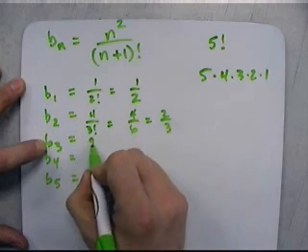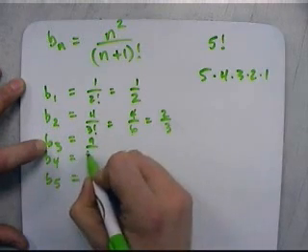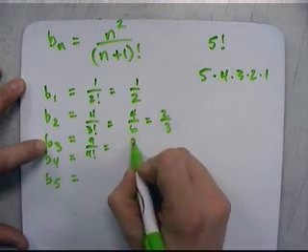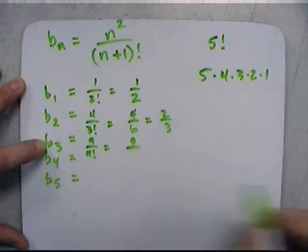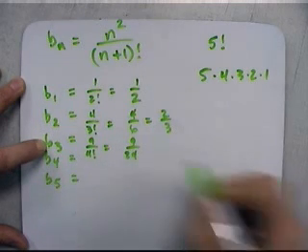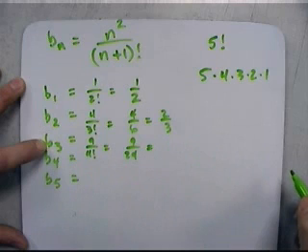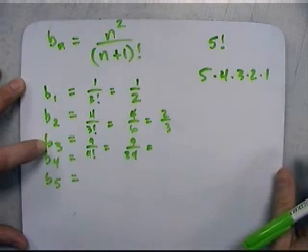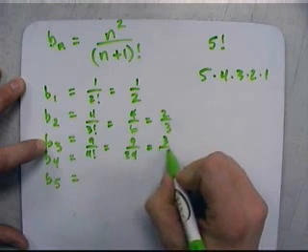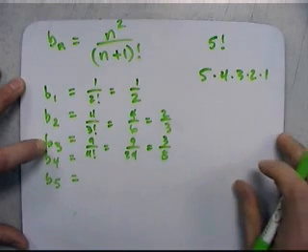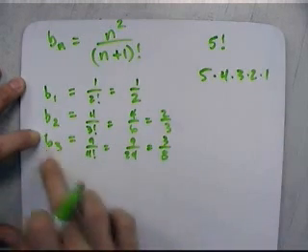Okay? Plug in a 3. 3 squared is 9, so it's going to be 9 over 4 factorial. 4 factorial is 24. 9 over 24. Does 9 over 24 reduce? I don't think it does, actually. Oh, yeah, it does. 3/8. Oh, you have to do n squared. Yep, got to do n squared.